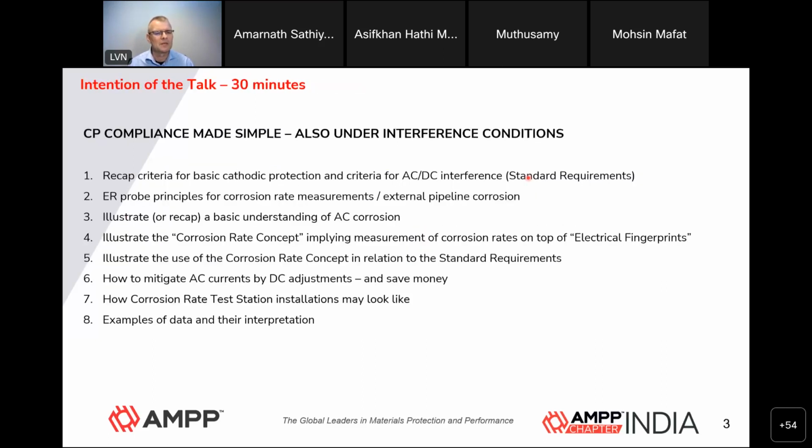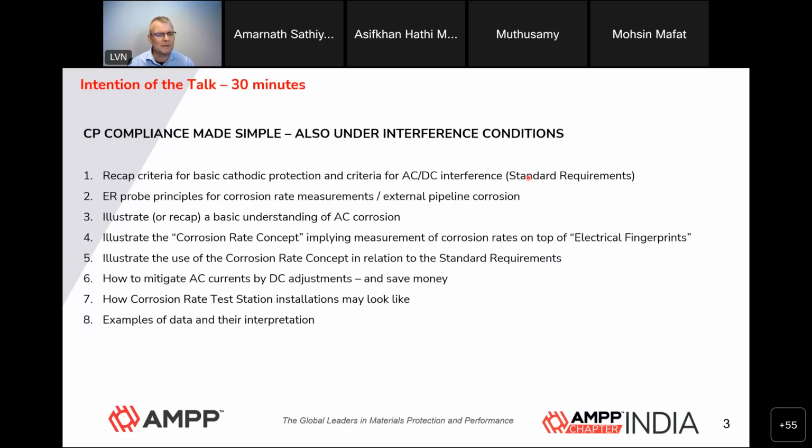I would like to illustrate or maybe recap just a basic understanding of AC corrosion. Also, I would like to illustrate what I call the corrosion rate concept that implies measurement of corrosion rates on top of electrical fingerprints. Illustrate that concept in relation to the standard requirements, how we are going to use them in a simple way.